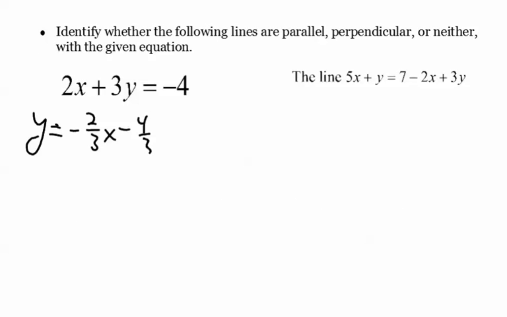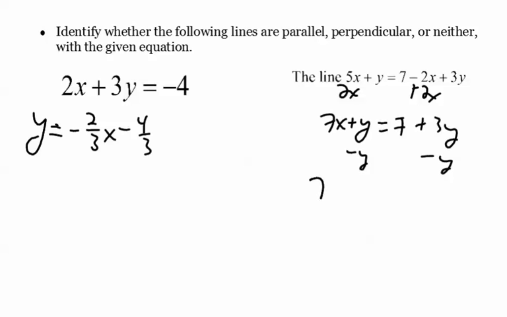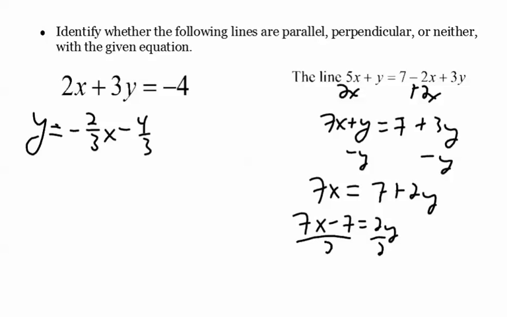So we're going to go ahead and solve this one. So bring all the y's to one side. So I'm going to add 2x here. I get 7x plus y equals 7 plus 3y. All right, and then I'm going to subtract y here, subtract y here. I get 7x equals 7 plus 2y. Subtract 7, so I get 7x minus 7 equals 2y, and I'm going to divide both sides by 2. And here I get y equals 7 over 2 x minus 7 halves. These guys are not parallel and they're not perpendicular, so they're neither.